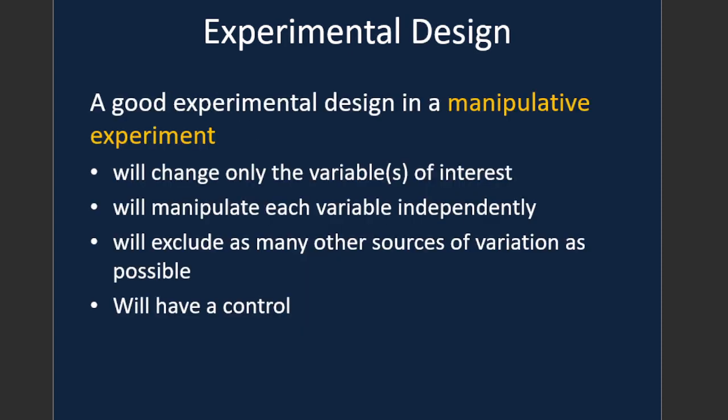So when talking about experimental design, a good experimental design in a manipulative experiment will change only the variables of interest, will manipulate each variable independently, will exclude as many other sources of variation as possible, and will have a control.